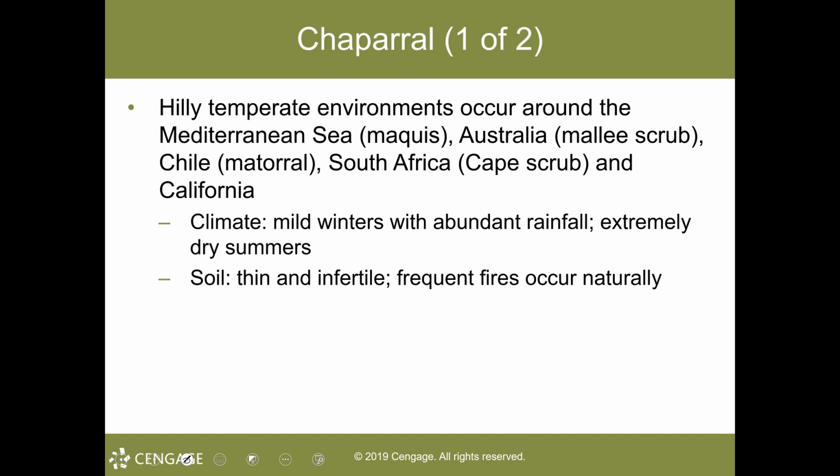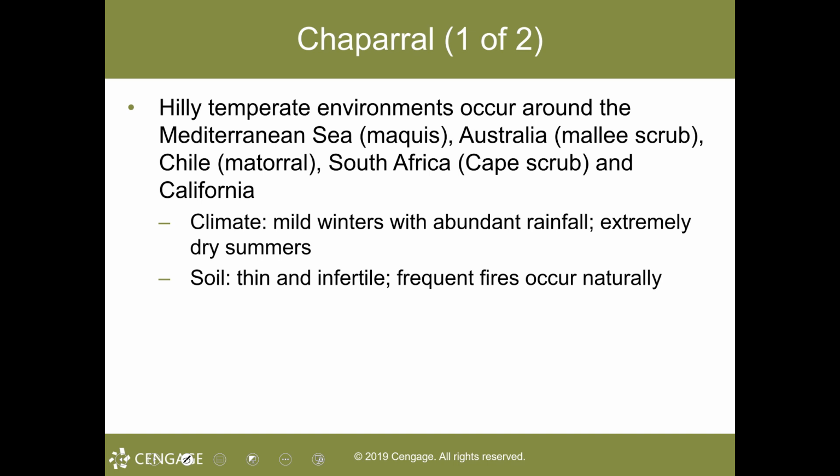This vegetation type is also known as maquis in the Mediterranean region, mallee scrub in Australia, matorral in Chile, and Cape scrub in Africa. Chaparral soil is thin and infertile. Frequent fires occur naturally in this environment, particularly in late summer and autumn. Chaparral vegetation looks strikingly similar in different areas of the world, even though the individual species are quite different. A dense growth of evergreen shrubs, often drought-resistant pine or scrub oak trees, dominates the chaparral.